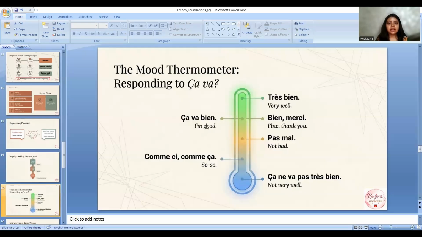Once again, repeat after me. "Ça va bien, très bien, bien, merci, pas mal, comme ci, comme ça, ça ne va pas très bien." Let's repeat one last time. "Ça va bien, très bien, bien, merci, pas mal, comme ci, comme ça, ça ne va pas très bien."